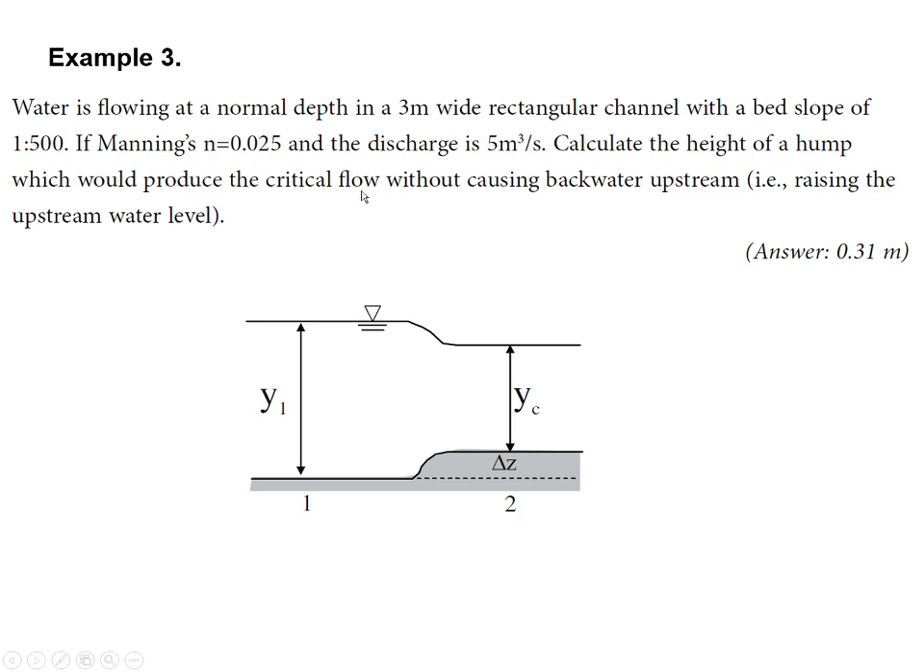So if a question asks to calculate the height of a hump which would produce the critical flow, or if the author does not mention the appearance of critical flow but says the maximum height in a way that we do not have backwater, or that with a higher elevation of the obstacle backwater will appear, it means that the problem is such that y2, the flow depth at the second position above the hump, is just equal to the critical depth.